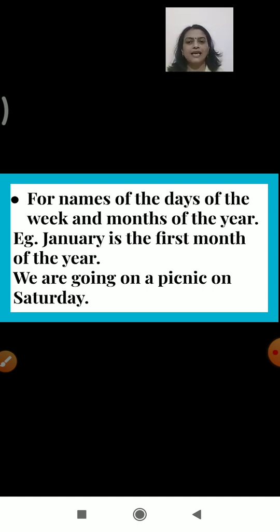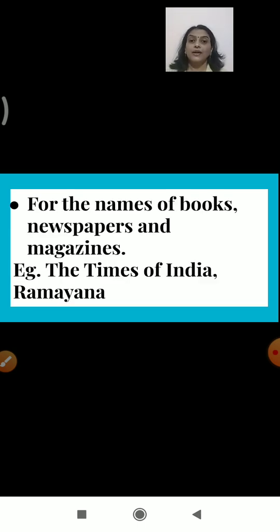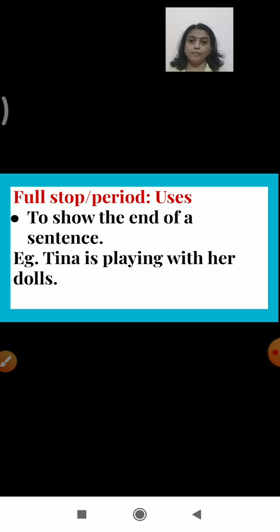So here the S of Saturday will be capital. Now it is also used for the names of books, newspapers and magazines. Example, The Times of India, you can see the capital letter. Then Ramayana, okay.